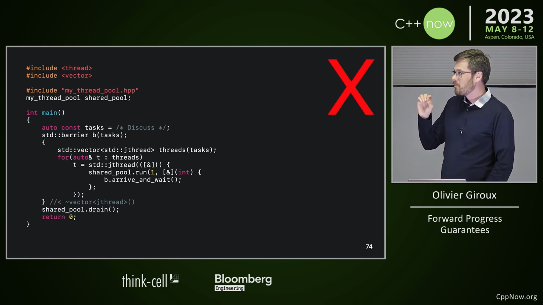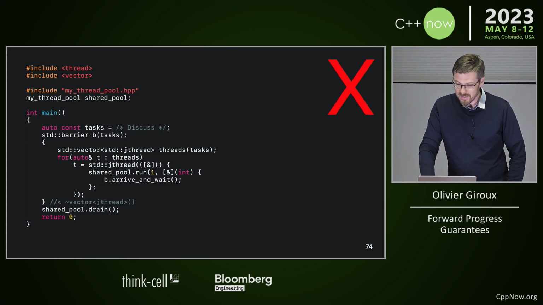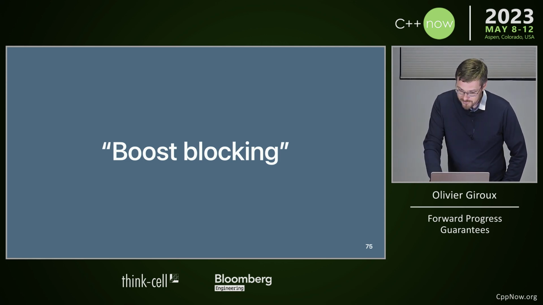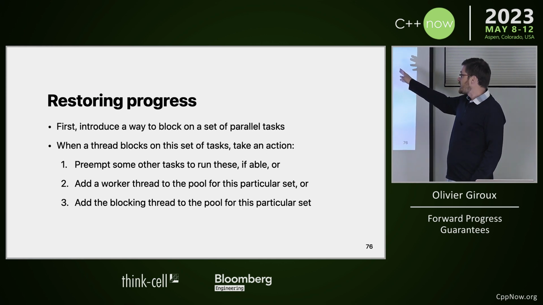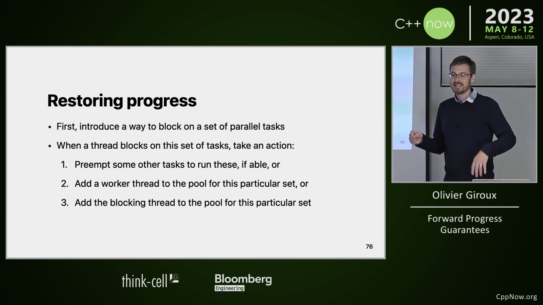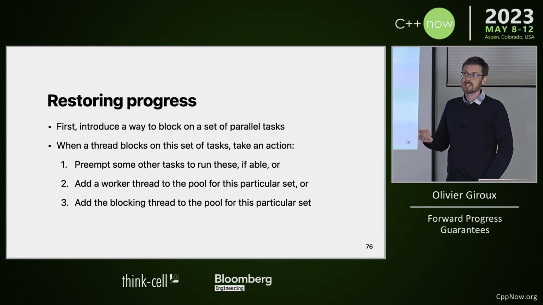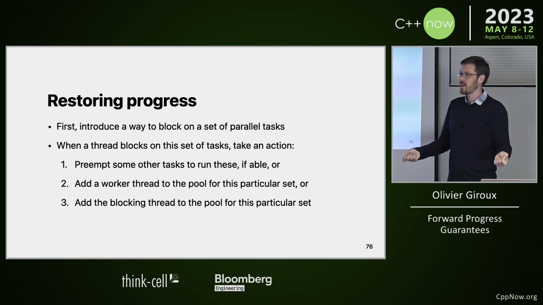So we're going to add one more ingredient, and then we'll be done figuring out the parallel forward progress guarantee. The one more ingredient is in vernacular called boost blocking. In the standard, it's called blocking with forward progress delegation. And here's how it works. First, we introduce a way to block on a set of parallel tasks. When I give work to my thread pool, it can't just be a void returning thing. It can't say, thank you, and then give me such a weak progress guarantee. If it gave a really strong progress guarantee, that interface might be acceptable. But because it has a weak progress guarantee, we're going to make it return a kind of handle. It's going to say, here's a handle to refer to this bunch of tasks you just gave me.